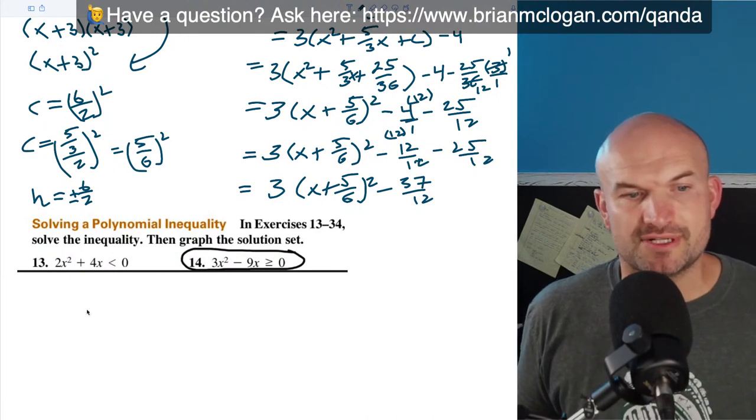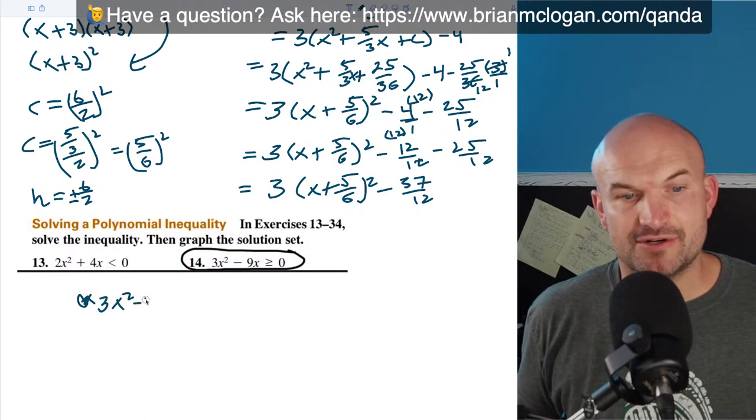So what I want you to do here is we're just going to take this graph and set it equal to 0. We're going to find the zeros. Okay, so 9x, and we're just going to set it equal to 0.